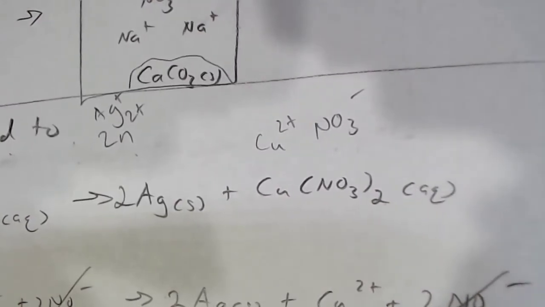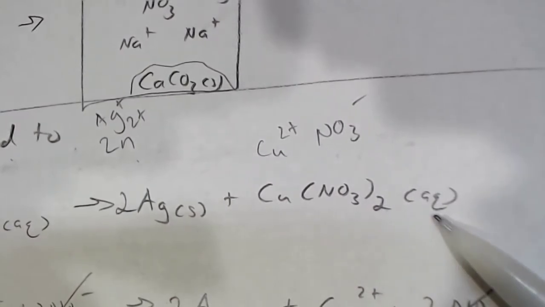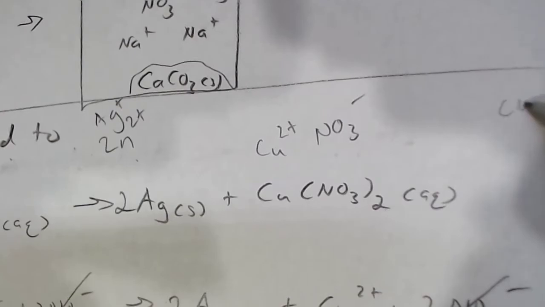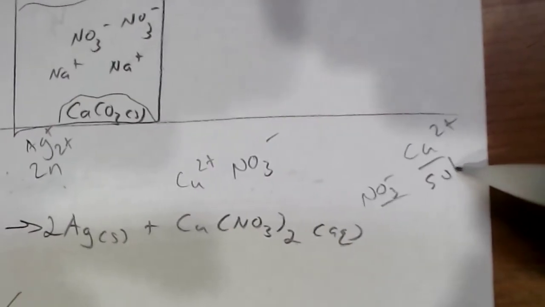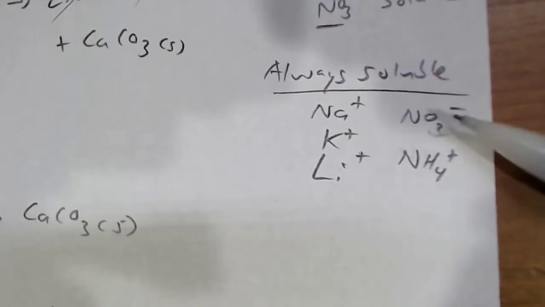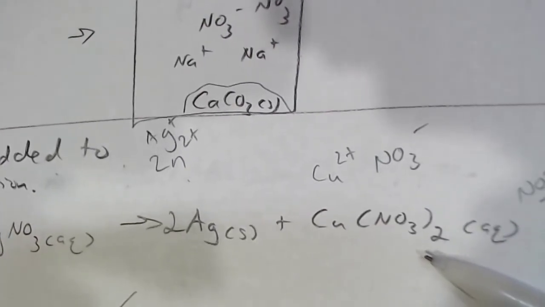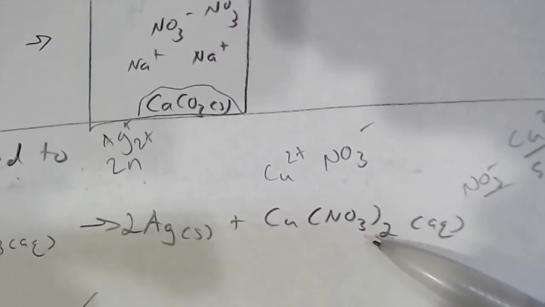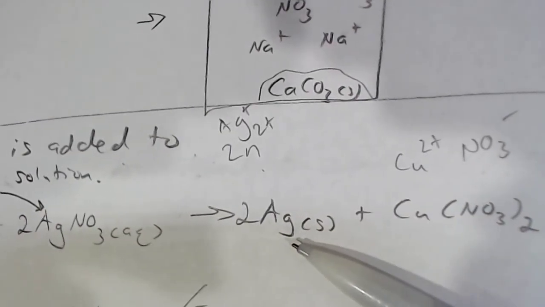And also, please take note that you can look at the solubility chart to know that this will be aqueous. You can see that anytime you have copper ions with nitrate ions, those together are soluble. But you can also memorize that anything with these ions is going to be soluble. Anything with sodium ions, potassium ions, lithium ions, nitrate ions, or ammonium ions will be soluble. Copper nitrate has nitrate in it, so that will be able to dissolve in water. And we have silver now alone. That will be the solid.